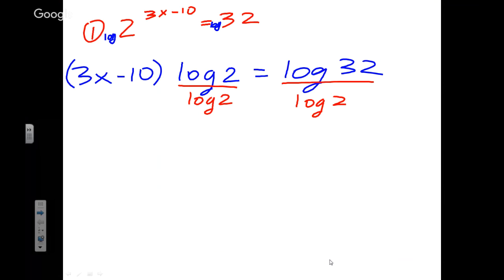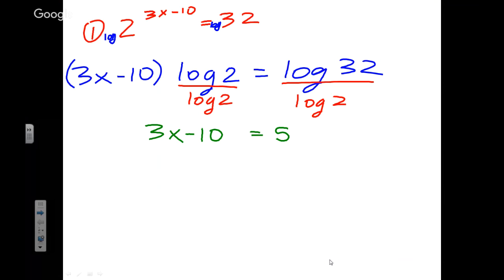Okay, so what is log of 32 divided by log of 2? I don't have a calculator. Someone's going to have to help me out. 5? Okay. So a lot of people would think that that's something different, and I have no idea what it is unless I use my calculator. Okay, and that equals 5.